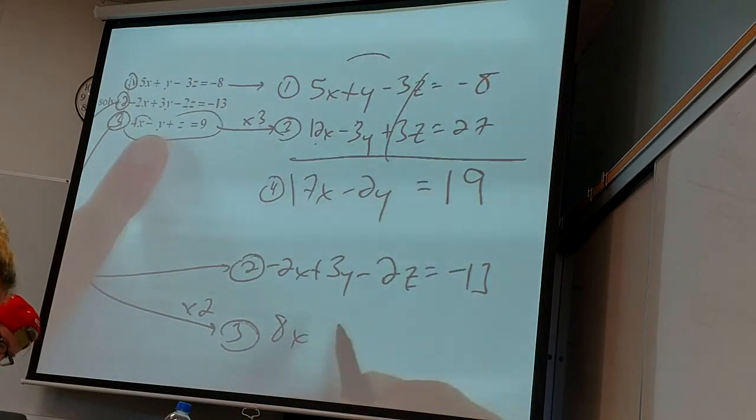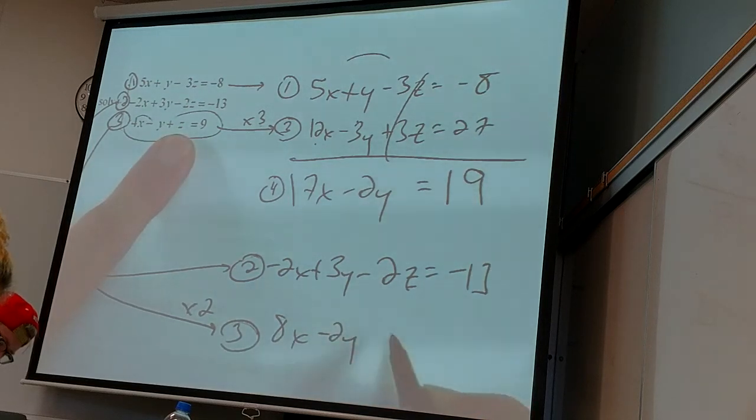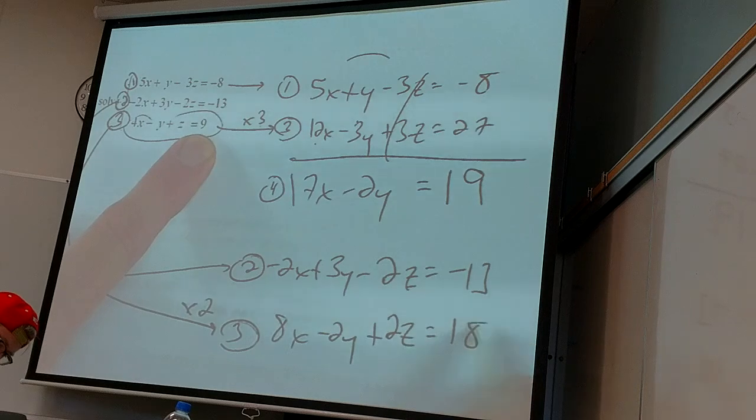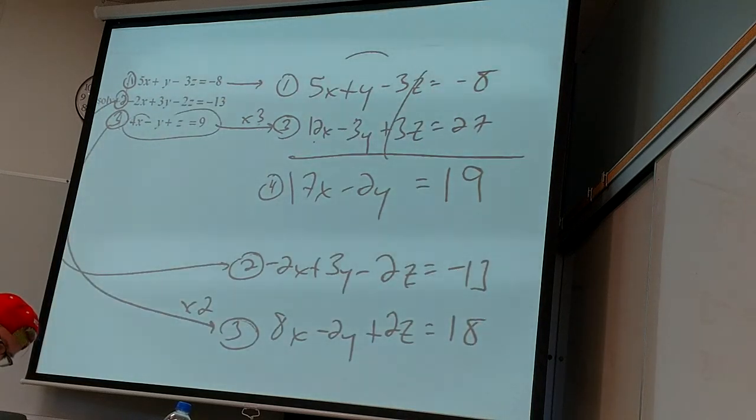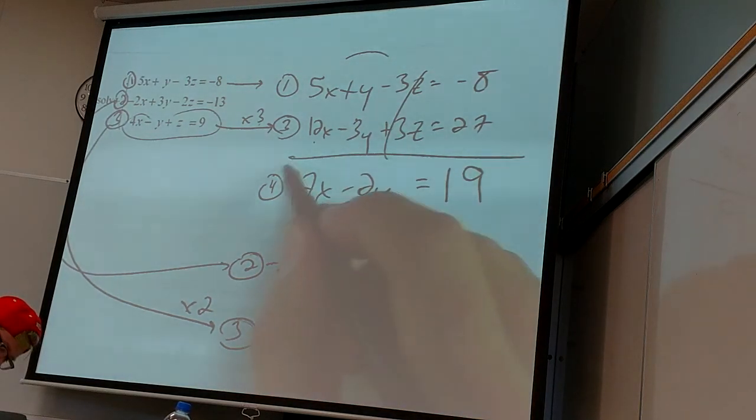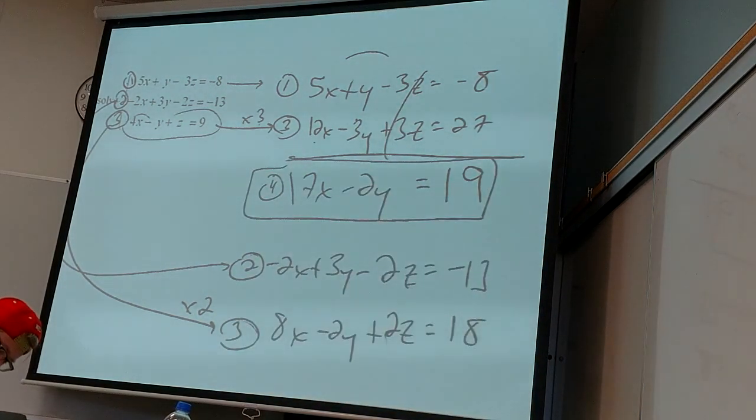So then I get 8x minus 2y plus 2z equals 18. Yes. So we got our one better equation there. I'm going to make another better equation.